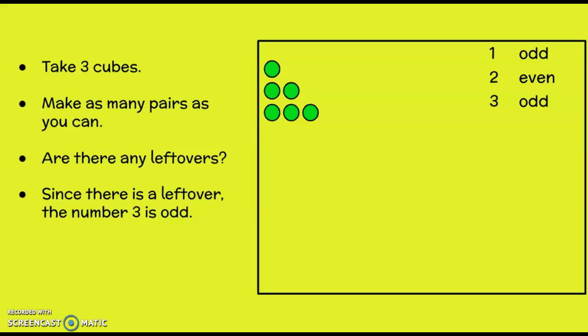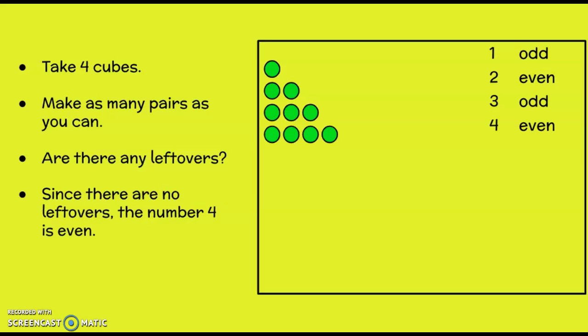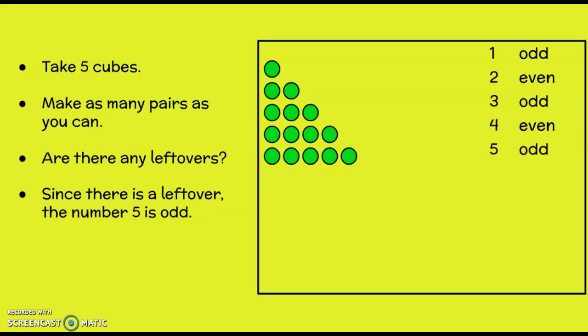What do you think about 3? Is there a leftover? Yep. So 3 is odd. 4: 2 groups of 2 partners. They are even. 4 is even. 5, now we have a leftover again, odd.